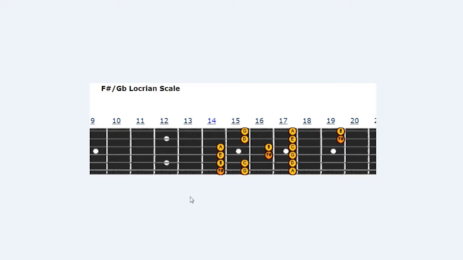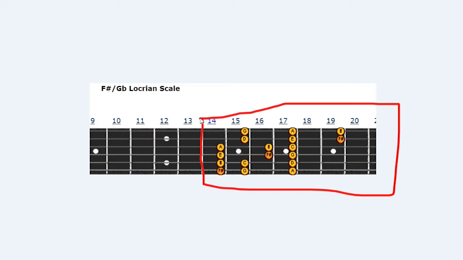Here we go to this video now. So as I was saying in the previous little chat, everything works in a group. So what I'm going to show you here is how it all works in a group, and we're going to start with the Locrian here.